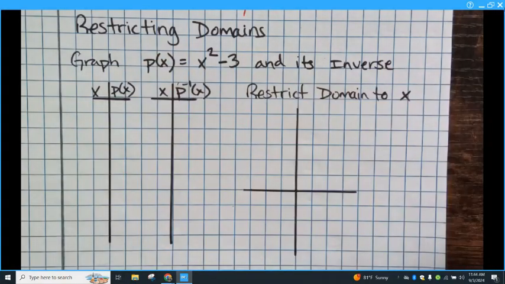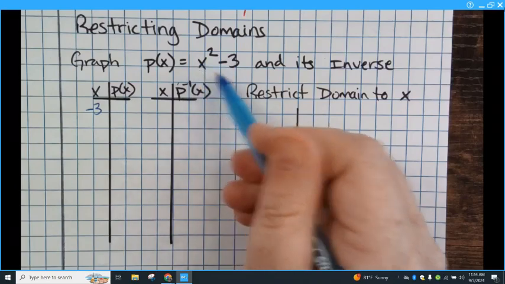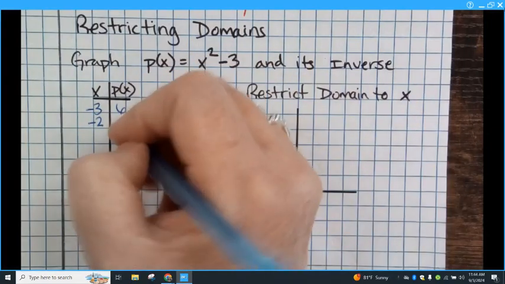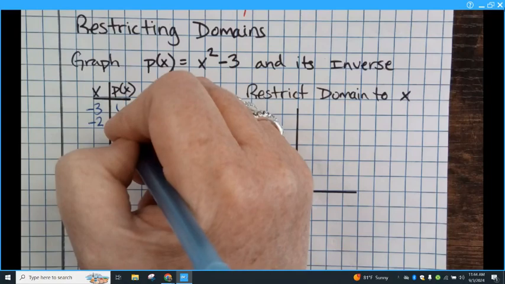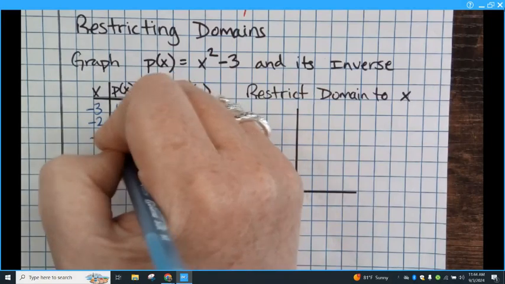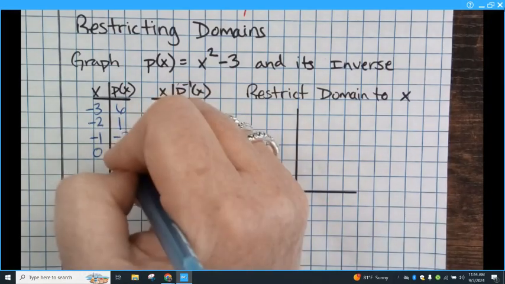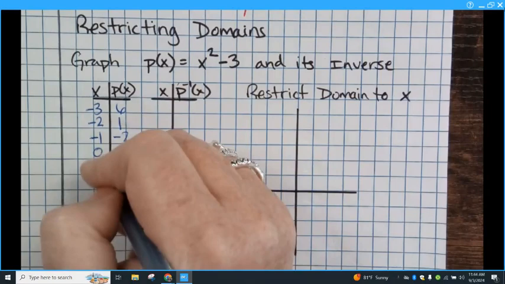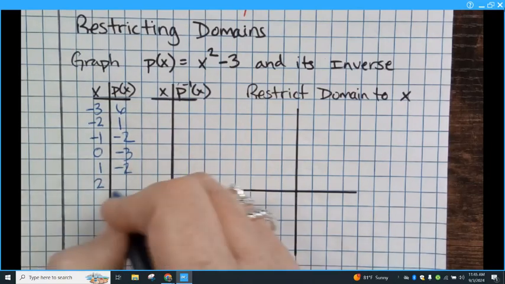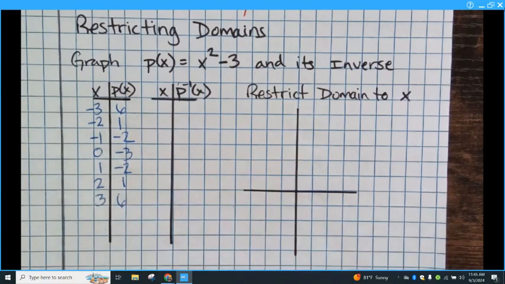So I'm going to plug in, let's say, -3. -3 squared is 9. 9 minus 3 is 6. -2 squared is 4. 4 minus 3 is 1. -1 squared is 1. 1 minus 3 is -2. 0 squared is 0 minus 3 is -3. 1 squared is 1 minus 3 is -2. 2 squared is 4 minus 3, which is 1. And then positive 3 is also going to be 6.